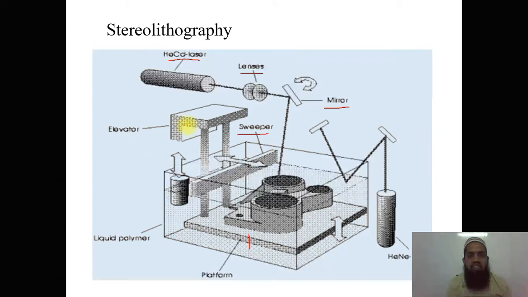This is called the elevator, which is responsible for taking the platform down and up. Here the liquid polymer is there. Sometimes this whole cube is filled with the liquid polymer, but sometimes only this part is filled and the polymer is supplied to the sweeper. The sweeper always forms one layer of the polymer, and every time, according to the thickness of the layer, the platform goes down and a new layer is formed. So this is the process, and it continues until the whole product is formed.